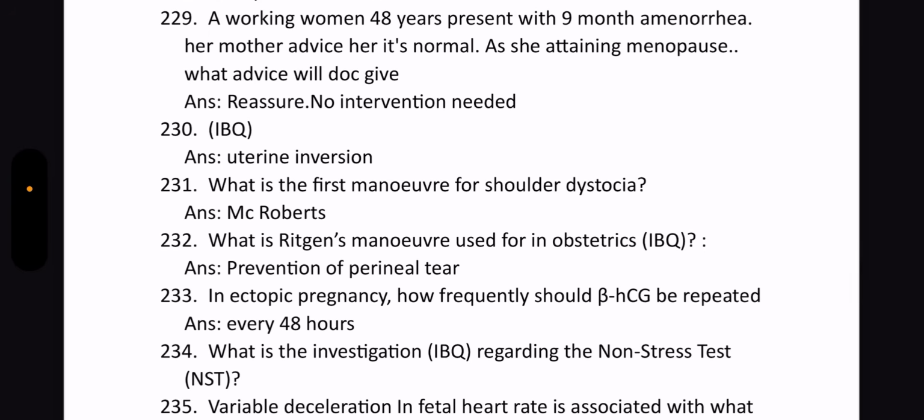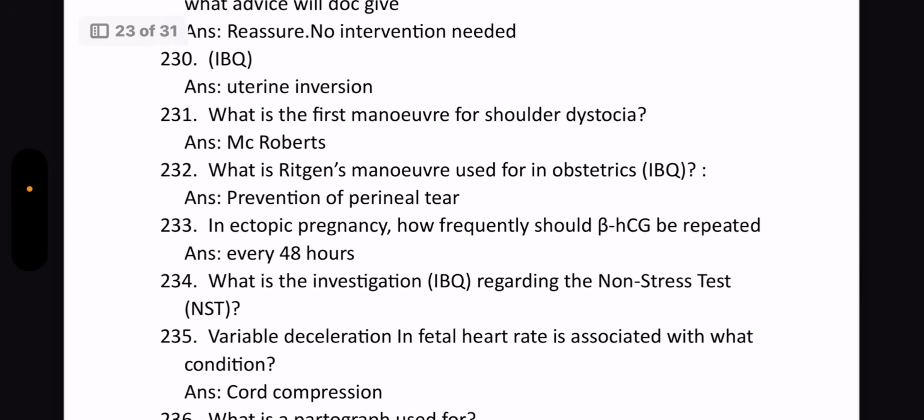Next, a working woman, 48 years, presents with 9 months amenorrhea. Her mother advised her it's normal as she is attaining menopause. What will the doctor advise her? Answer is reassurance and no intervention is needed.